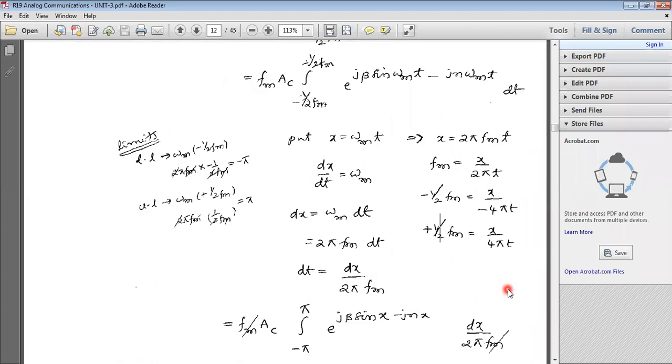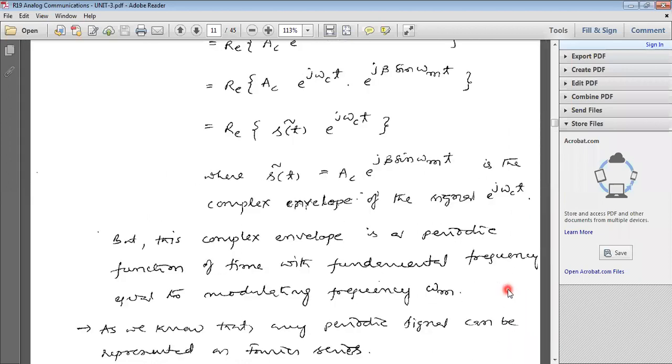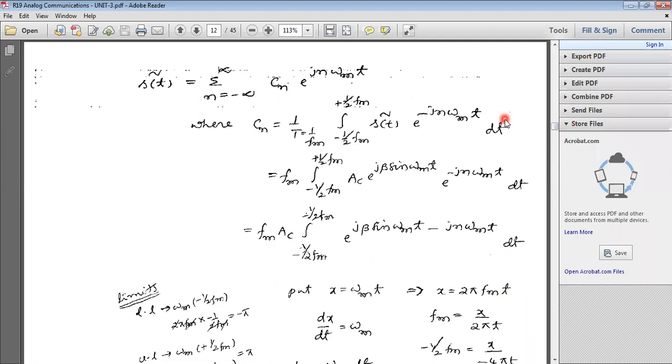Since it is a periodic signal, if we take a Fourier series for that signal, the complex envelope of s of t can be written as sigma n equal to minus infinity to infinity Cn e power jn omega mt. If we take a Fourier series, then the complex envelope of signal s of t becomes sigma n equal to minus infinity to infinity Cn e power jn omega mt.